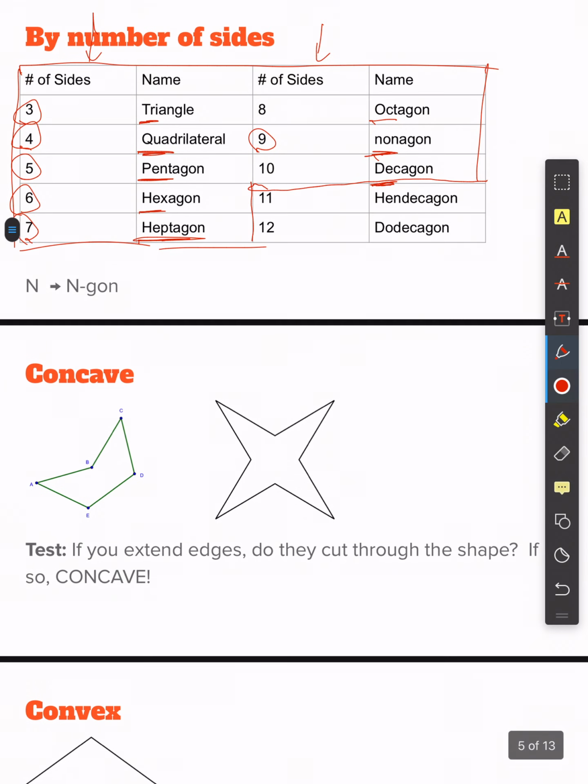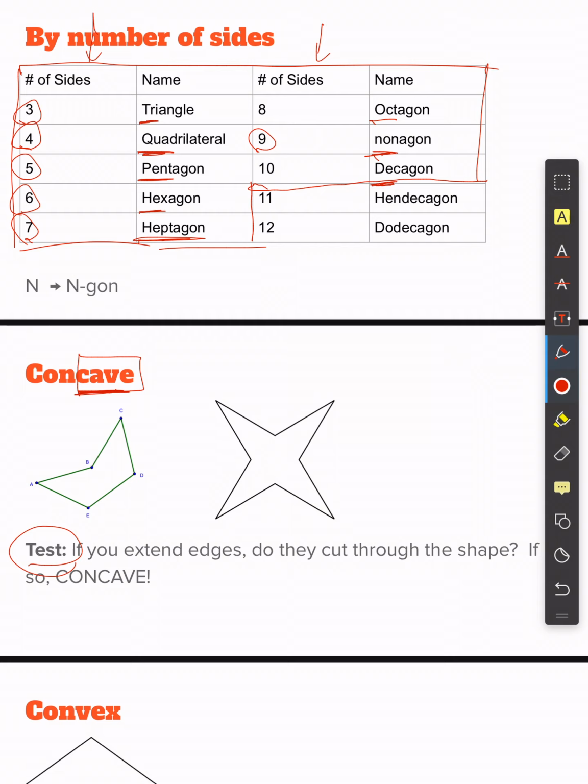Okay, so onward to concave versus convex. The keyword here is this part of the word that we see here, that is a cave. So any polygon that has a cave or has an overhang is going to be considered concave. The way that you can test this is if you have a shape and you extend any edge, the edge cannot cut through the shape. If it does, it is concave.